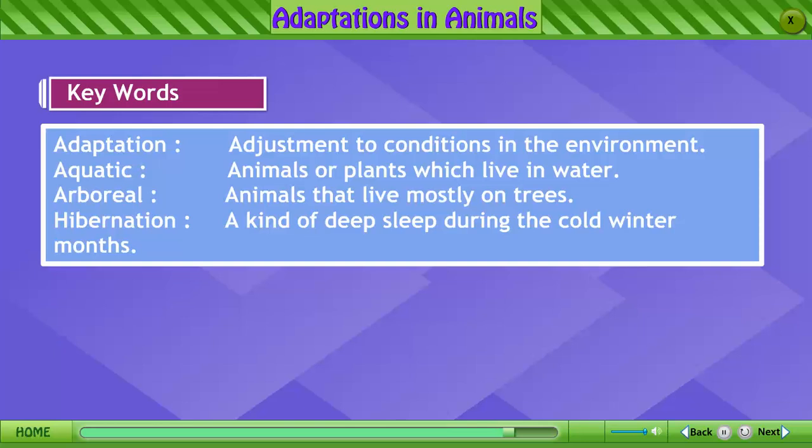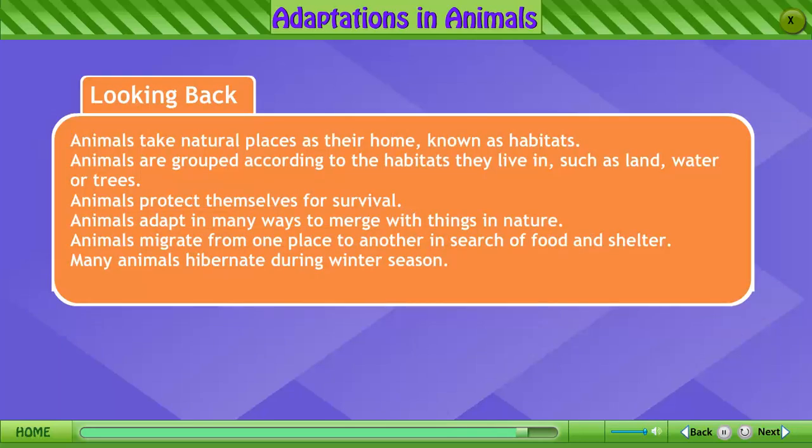Key words. Adaptation, adjustment to conditions in the environment. Aquatic, animals or plants which live in water. Arboreal, animals that live mostly on trees. Hibernation, a kind of deep sleep during the cold winter months.